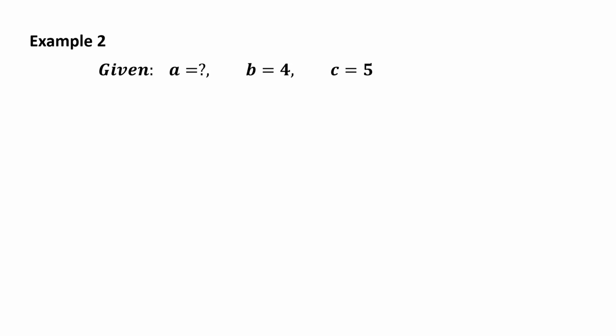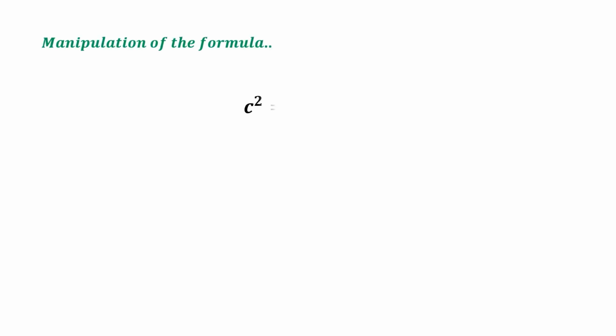Before we proceed in solving and finding the value of a, we need to manipulate the formula with respect to a. From the formula, c squared is equal to a squared plus b squared. Since our target is to create a formula for a, we need to remove the b squared and transpose it to the other side of the equation.